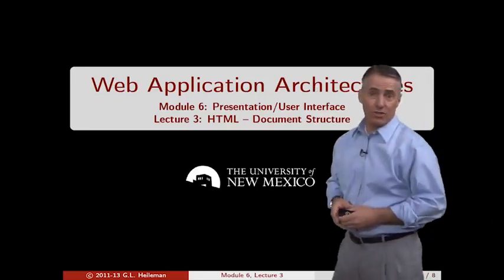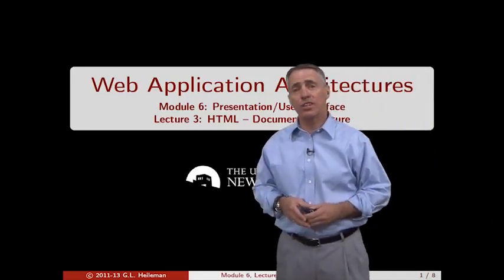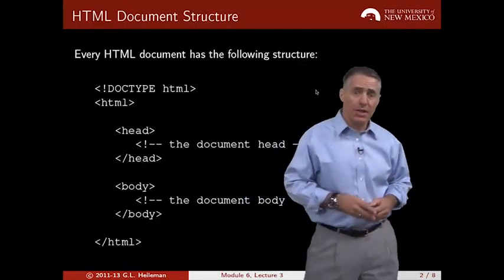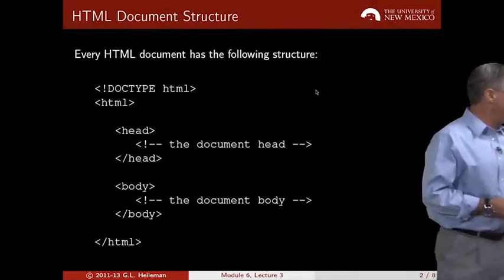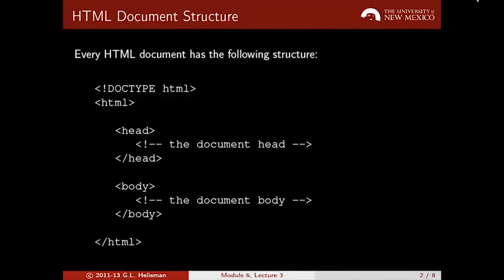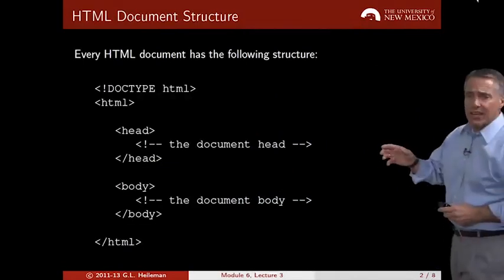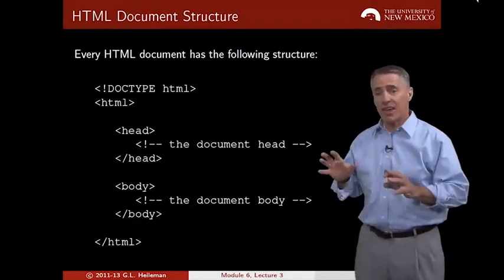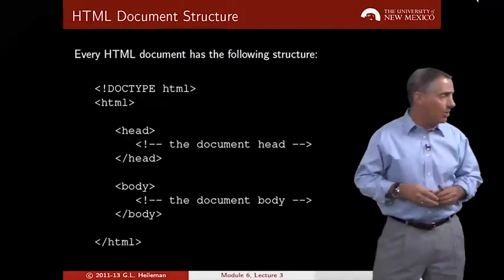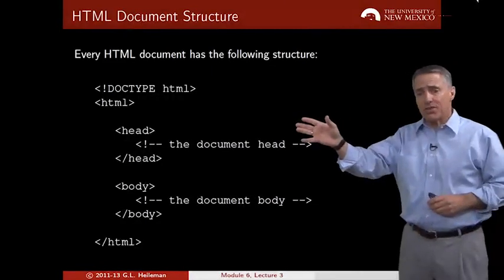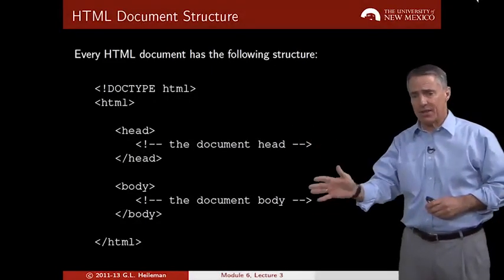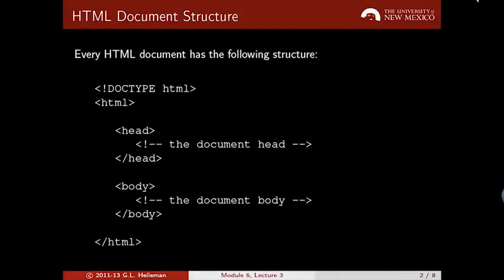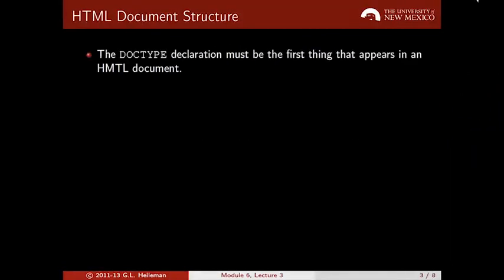Welcome to the third lecture in Module 6, and in this lecture we'll dig more into HTML and talk about the HTML document structure. Now here's a typical HTML document. You'll see here the very first tag, which is not actually an HTML tag, but this is doctype HTML. That's used for HTML5. There's an HTML open tag, head, body, and then the close HTML tag. Let's talk about each of these sections of the document in more detail now.